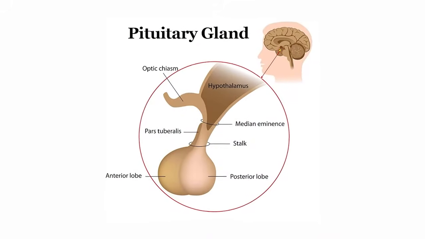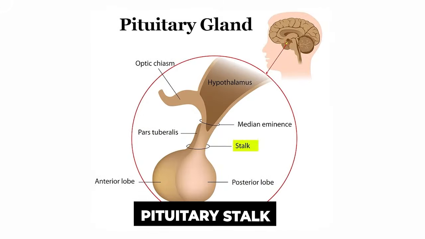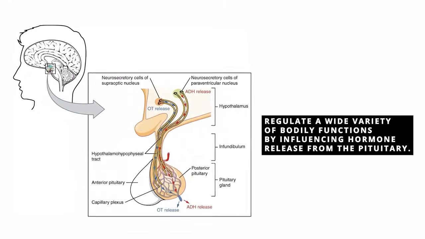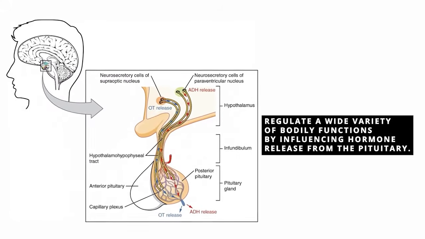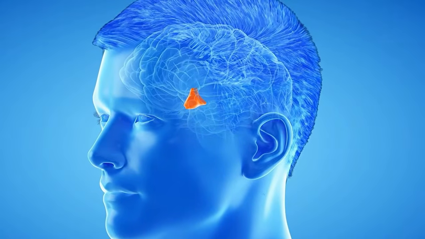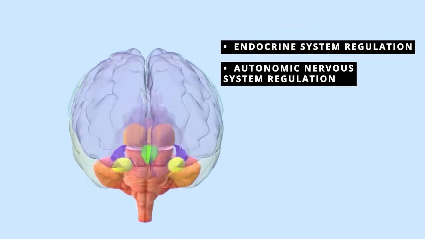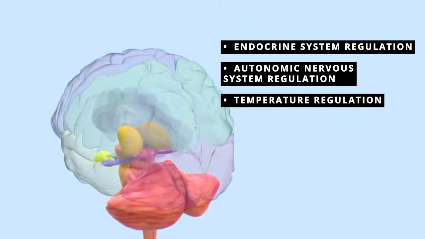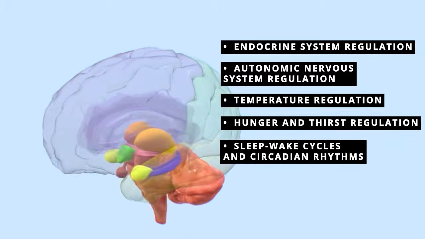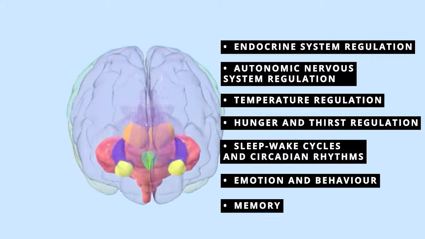The pituitary gland is attached to the hypothalamus by the infundibulum, or pituitary stalk. Through this connection, the hypothalamus can regulate a wide variety of bodily functions by influencing hormone release from the pituitary. The hypothalamus performs various functions, for example, endocrine system regulation, autonomic nervous system regulation, temperature regulation, hunger and thirst regulation, sleep-wake cycles and circadian rhythms, emotion and behavior, and memory.